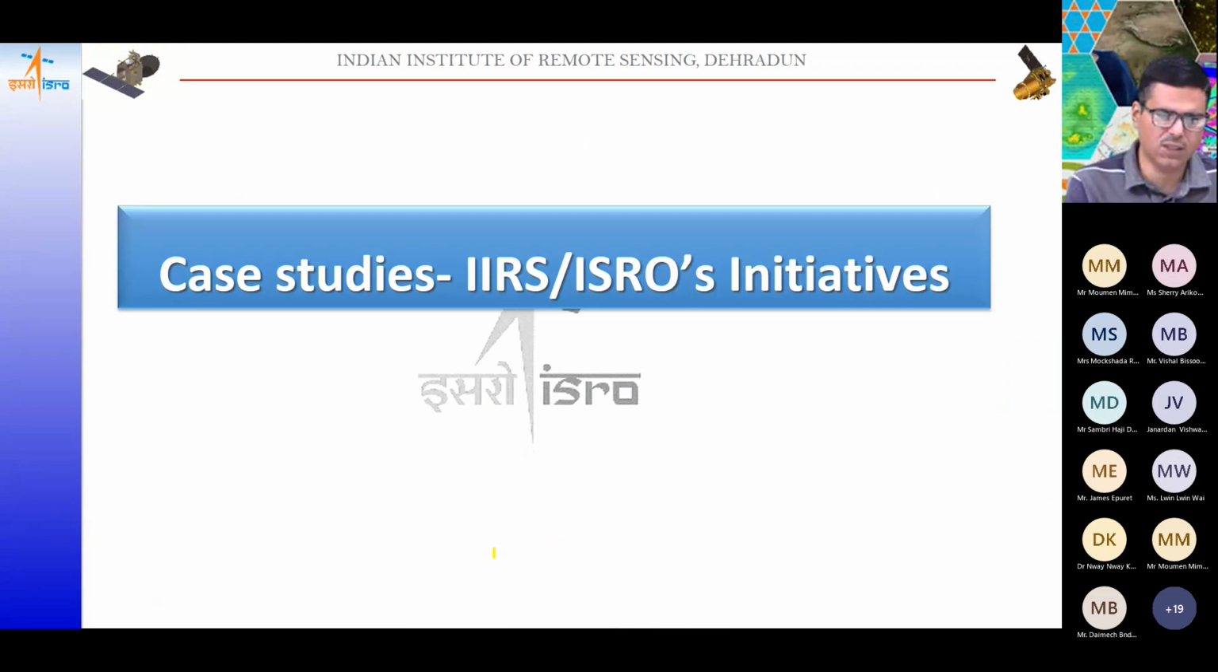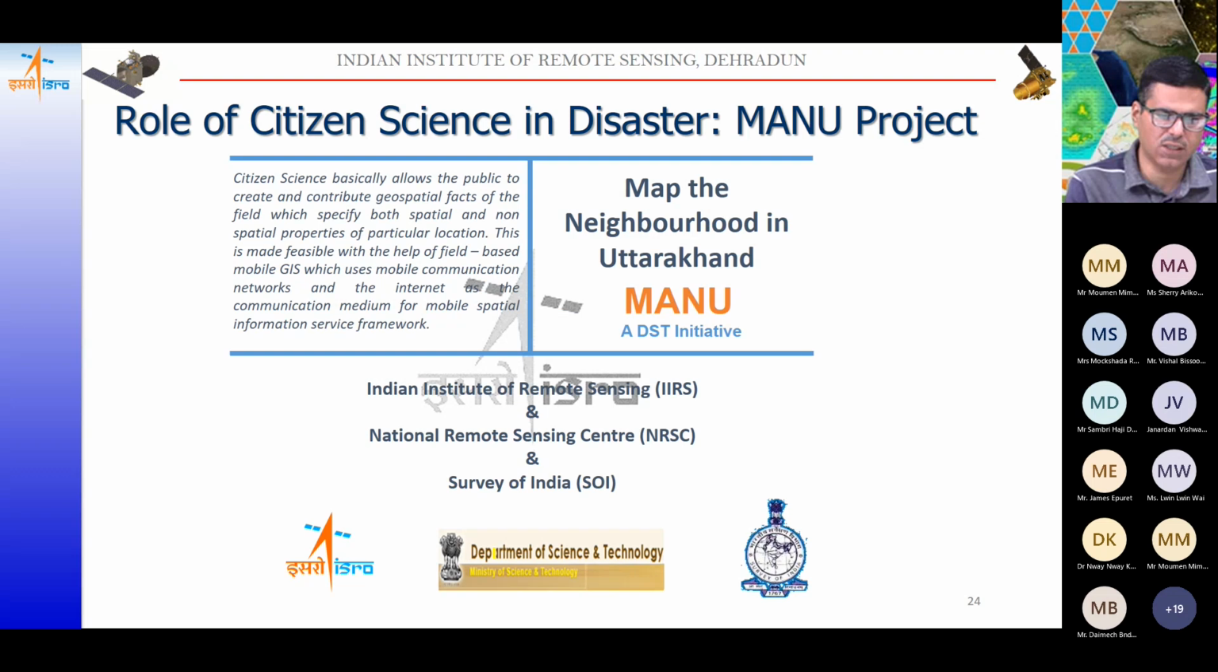Let's also see some case studies here. So the first case study is what we call the Manu project, or Map the Neighborhood in Uttarakhand, which was a Department of Science and Technology initiative where various agencies like IARS, NRSC, Survey of India, and also various universities in the region like Kumaon University and other organizations participated.